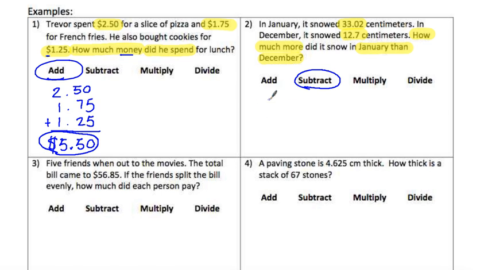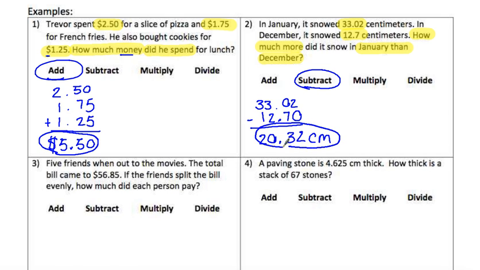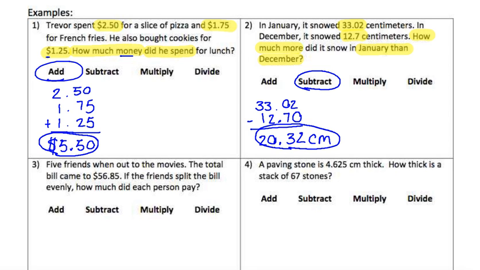So January comes first, so 33.02 minus 12.7. Please remember to line up your decimal places. So we're going to have to add a 0 here if you're doing it by hand. If you're not doing it by hand, it doesn't matter. You can just type it in the calculator the way you see it. If we do the subtraction, we get 20.32 centimeters. Don't forget to label it as centimeters. Okay, let's look at number 3.